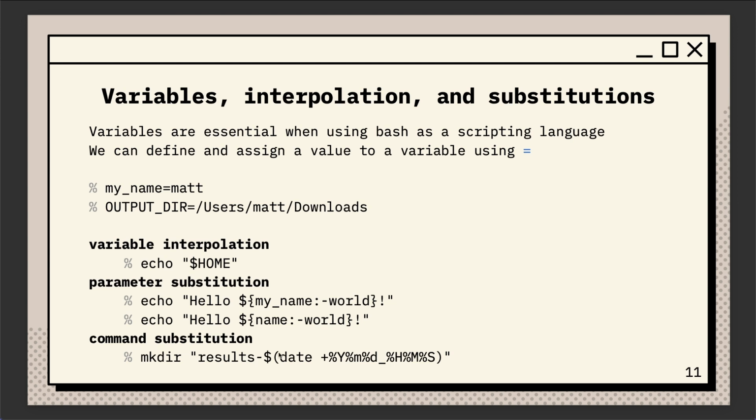Lastly, we often want to use the results of a command in our later command, and we can do this with something called command substitution. So here we want to store results in a directory called results, but also provide information about when this directory was created. And we can do this by leveraging a command called date, which prints out the current date and time. And then we will use the output of that command and substitute it into this make_dir command. So the result of this will be a directory called results dash the time that this command was run.